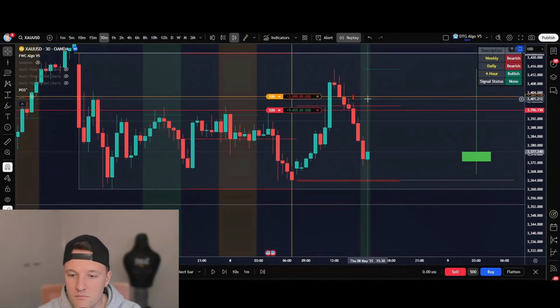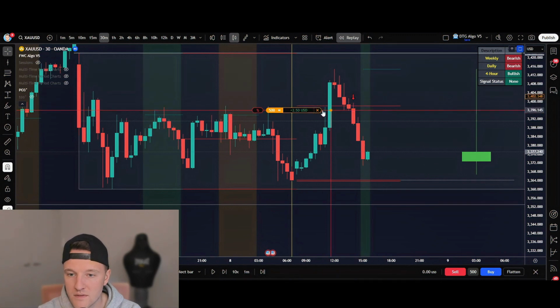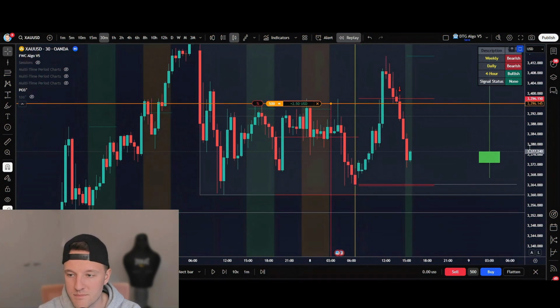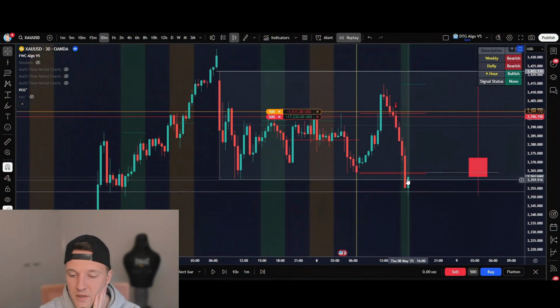At this point, I'll be moving stops to break even, right? We are 250 or so pips in profit. I'm definitely moving stops to break even right there. I'm going to let this play. You could even take some partials here if you wanted to. There we go. There's the break of the previous daily low.